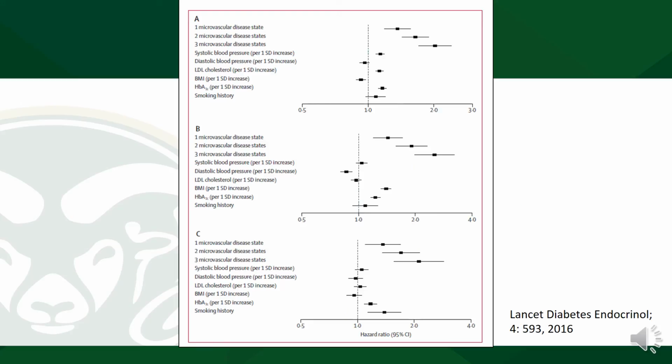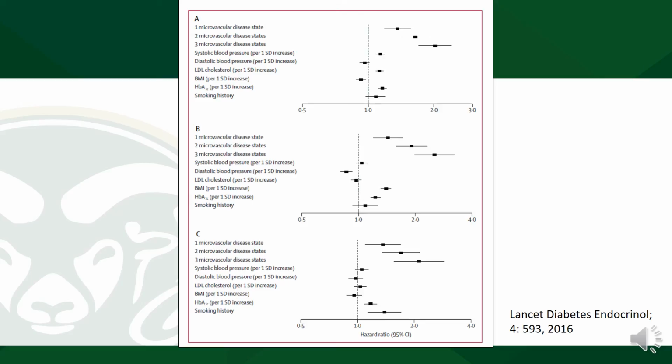Here is one of the figures from that article. Section A represents the primary outcome I mentioned on the last slide, which includes cardiovascular mortality and non-fatal heart attack or stroke. In Section B, they also looked at admission to the hospital for heart failure, and Section C shows just cardiovascular mortality. You can see that in each section, the first 3 lines represent 1, then 2, then 3 microvascular disease states. And in each section, the adjusted hazard ratio increases as the number of microvascular disease states increase.